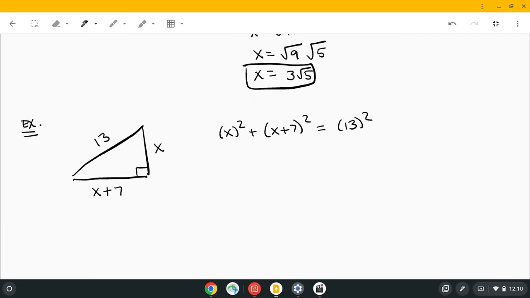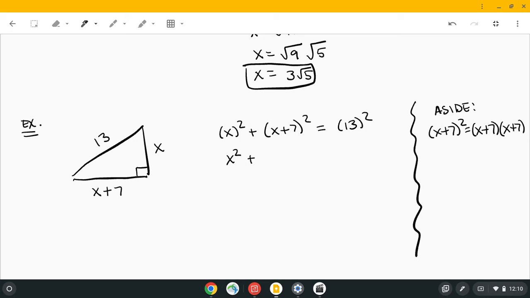Okay? So x squared is just x squared. And then over here, (x plus 7) squared. For those of you who don't know what this means, (x plus 7) squared means x plus 7 times itself, so you'll have to multiply that out. You should be able to do that in your head. So you should get x squared plus 14x plus 49.